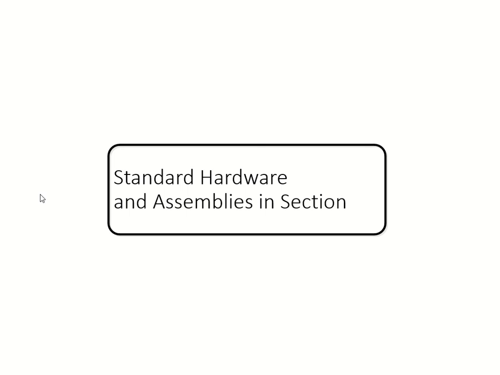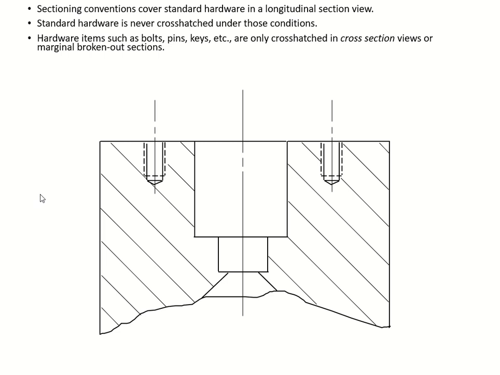Then we'll get into standard hardware and assemblies in sectioning. So the standard hardware, we don't cross hatch, right? We leave them out. And I already told you that. So here you can see we're not doing cross hatching. So never ever do cross hatch for standard hardware. We are going to leave them out.